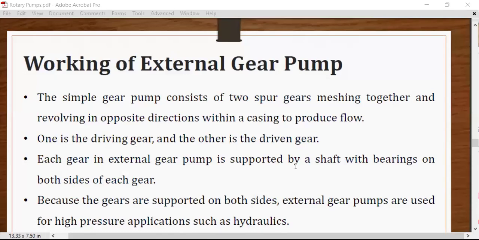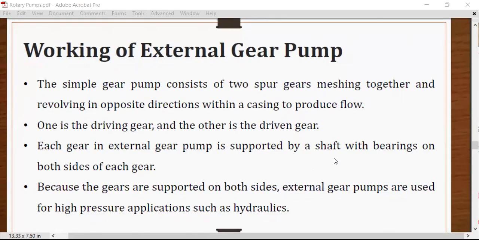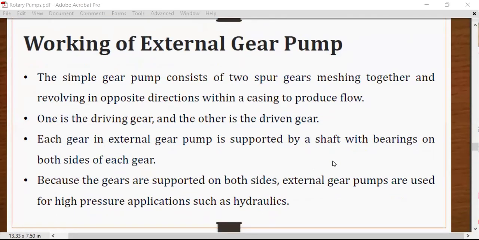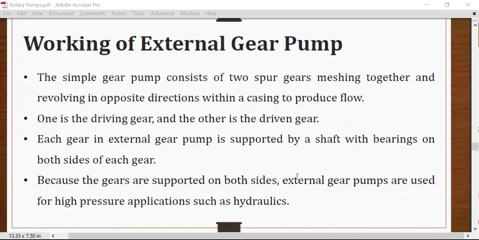The simple gear pump consists of two spur gears meshing together and revolving in opposite directions within a casing to produce flow. One is the driving gear and the other is the driven gear. Each gear in the external gear pump is supported by a shaft with bearings on both sides of the gear. Because the gears are supported on both sides, external gear pumps are used for high pressure applications such as hydraulics.